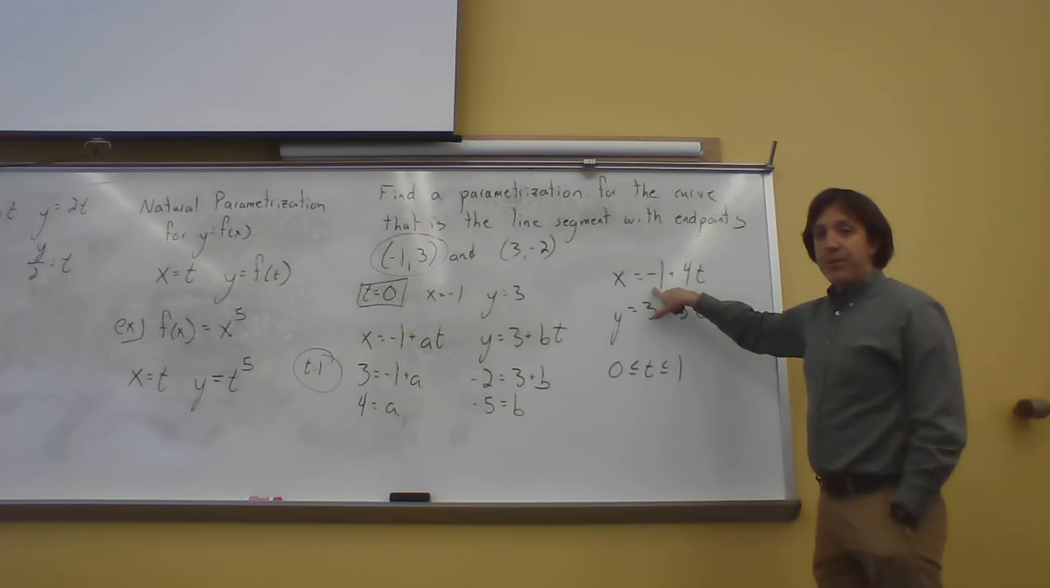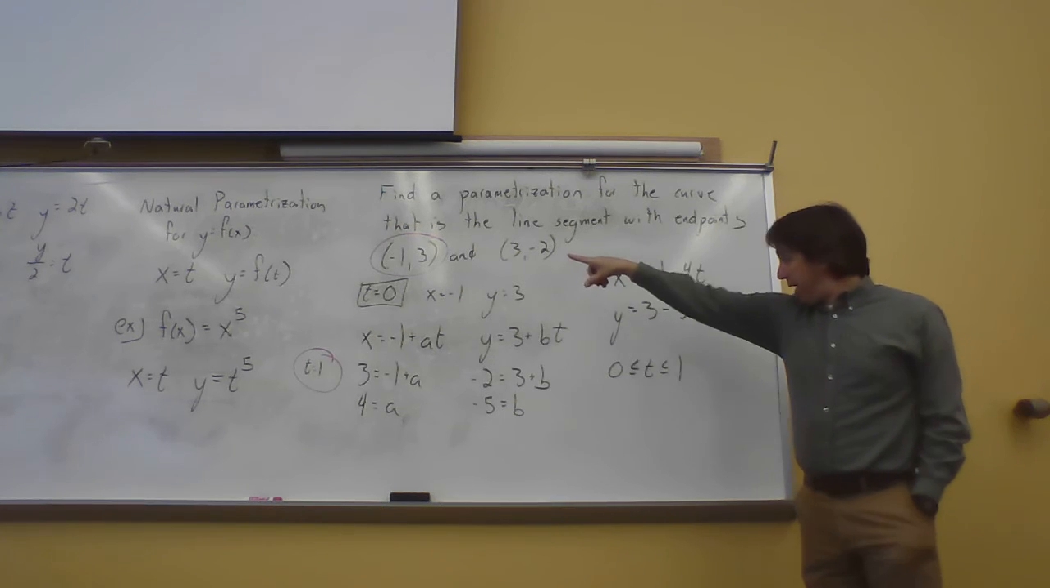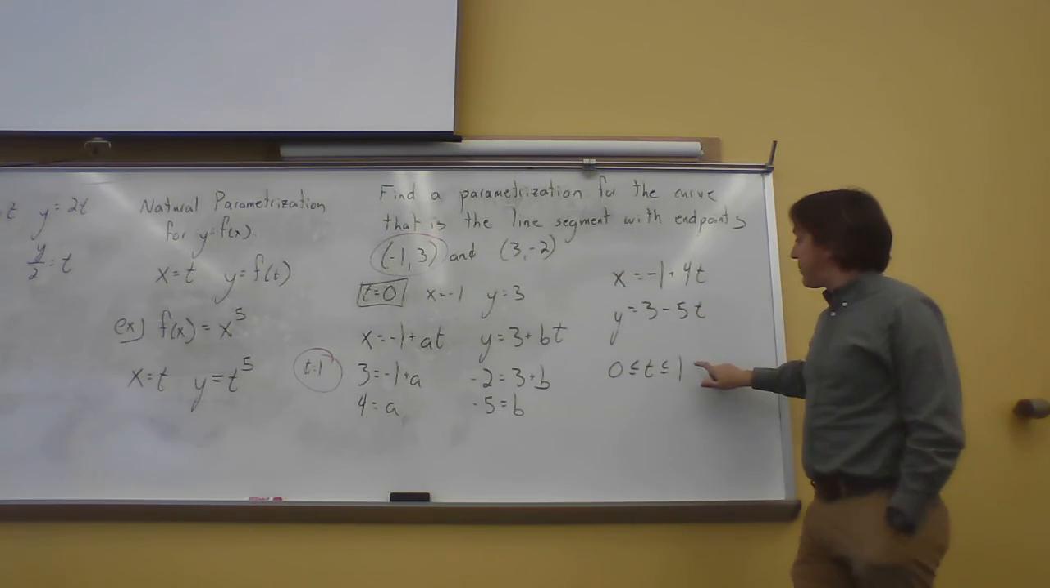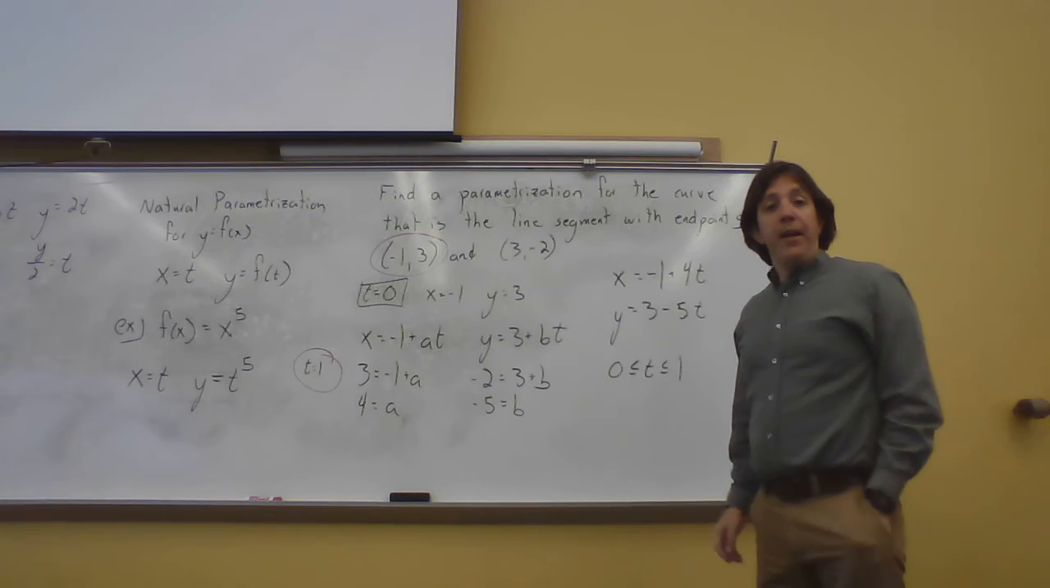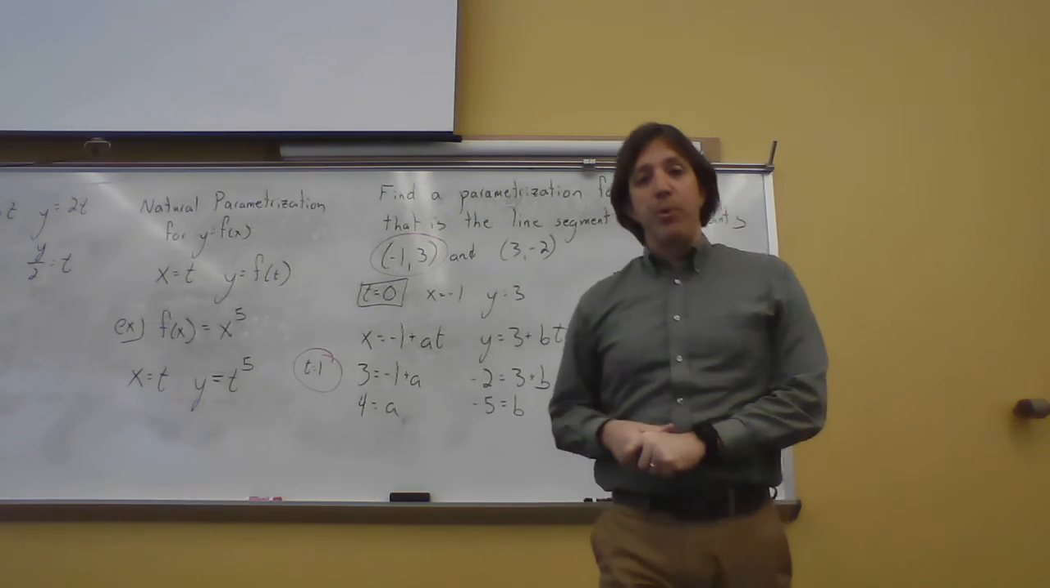So now that I have a and b, I can go back and write my parametrization. X is that -1 we started at, plus 4 times t. Y is the 3 that we started at, minus 5t, and that's when t goes between 0 and 1. So there we go, we have the parametrization. So there you go, that is section 2.1.